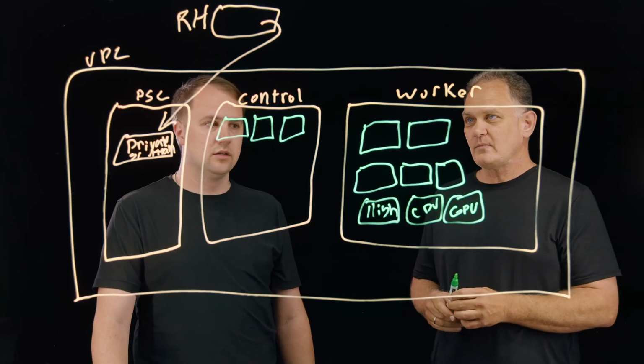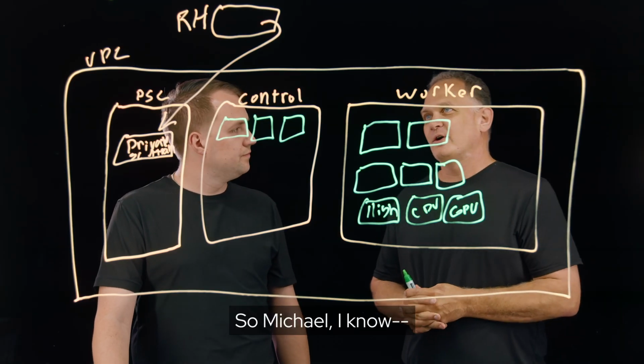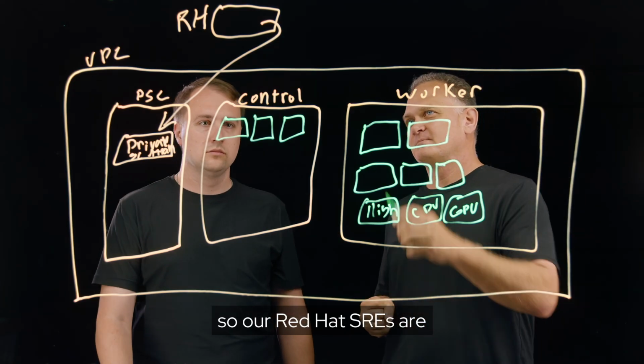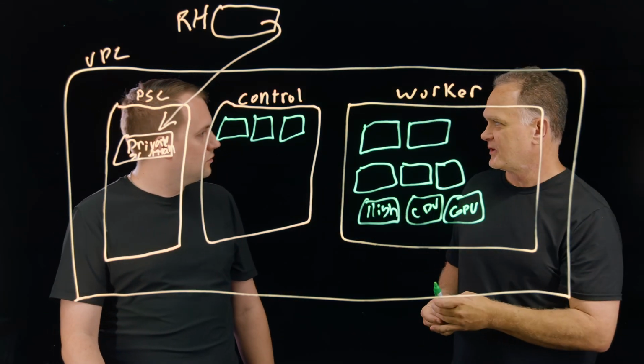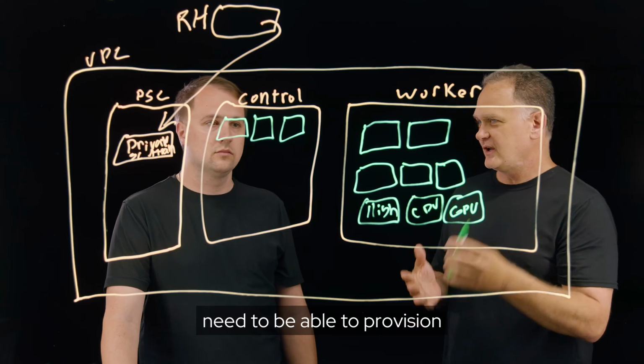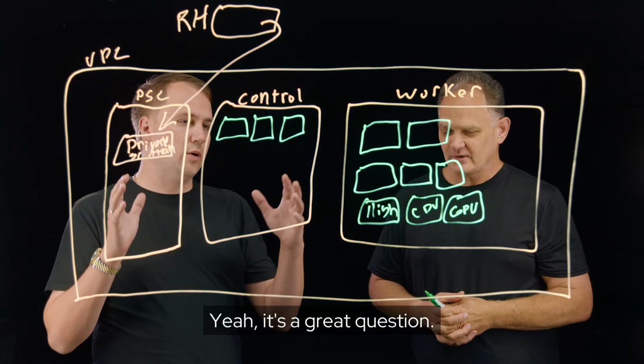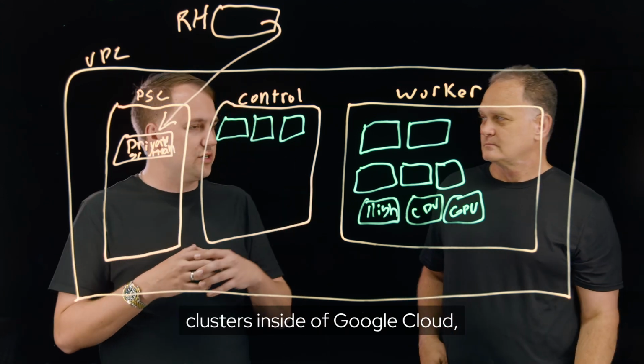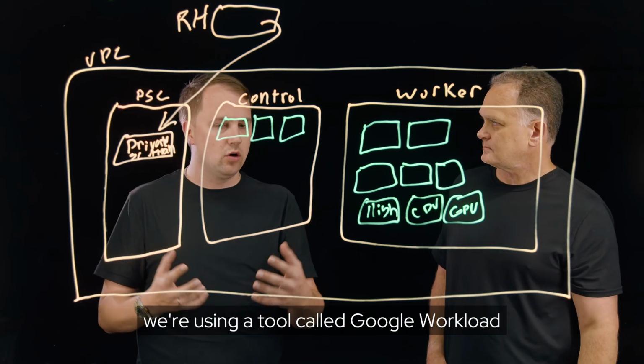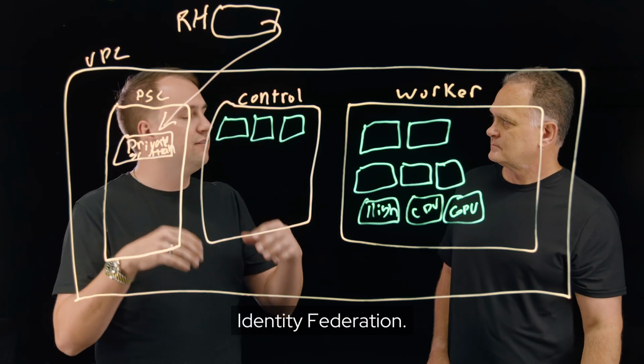Awesome. That's great. So, Michael, I know our Red Hat SREs are coming into the cluster. What permissions do we need to be able to provision this infrastructure? Yeah, it's a great question. So when we're deploying clusters inside of Google Cloud, we're using a tool called Google Workload Identity Federation.